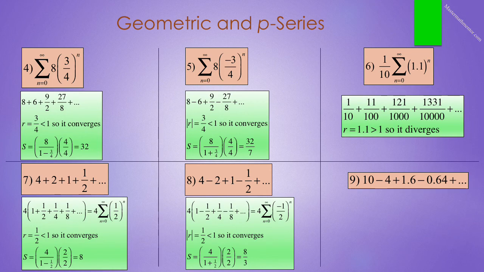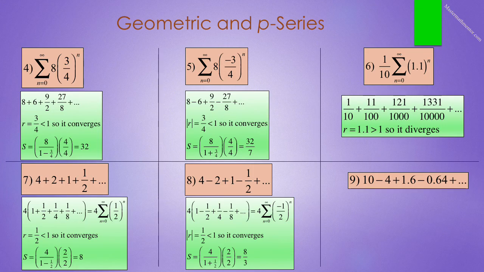8 is 4 minus 2 plus 1 minus 1/2 plus dot dot dot. And this is almost exactly like number 7. We again factor out the 4 and get 1 minus 1/2 plus 1/4 minus 1/8 plus dot dot dot, getting 4 summation n equals 0 to infinity of negative 1/2 to the n. The absolute value of r is equal to 1/2, and therefore it converges.